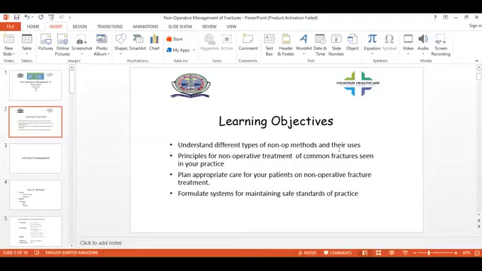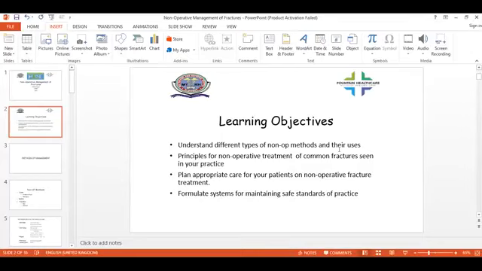Having said this, and covering the types of non-operative methods and their uses, the principles guide us on how we treat non-operative fractures that we see commonly in our practice, and how to ensure we have an appropriate plan, from setting the room, ensuring the materials, understanding the mechanism, having an assistant. This leads to satisfactory non-operative reduction or management of fractures and good outcome.